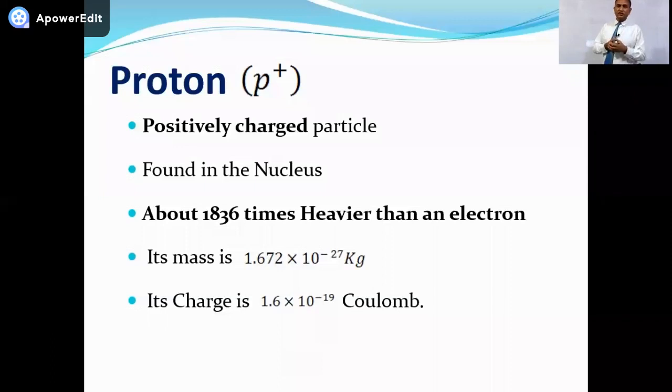What is the charge on an electron? Negative. I repeat, the proton is positively charged, lives inside the nucleus, and is responsible for nuclear reactions. Its mass is 1.672 into 10 to the power minus 27 kg, and its charge is 1.6 into 10 to the power minus 19 coulomb. Meaning electron and proton have the same magnitude of charge.